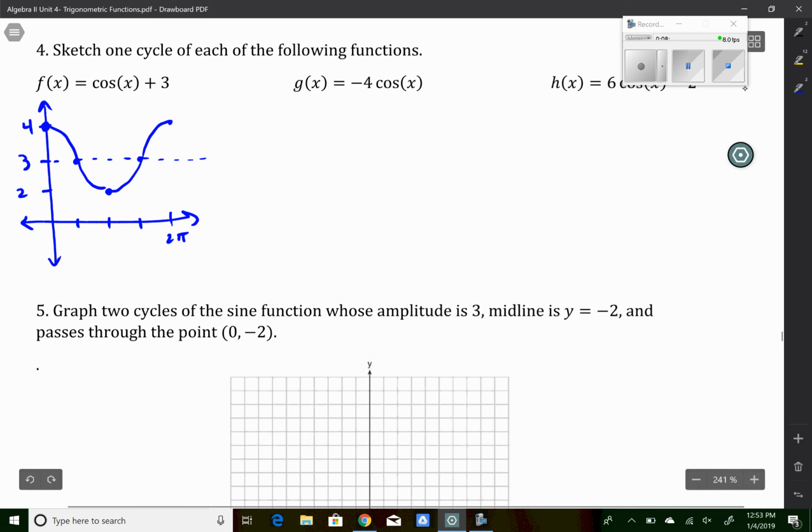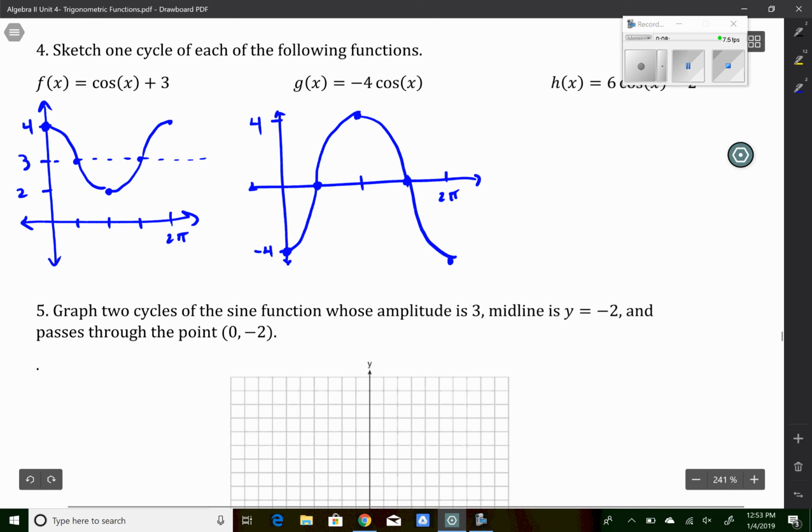Next one, -4. So we're going to go up to 4 and down to -4. 2 pi, halfway, quarter way. So since it's negative, it's going to start down here at -4. After a quarter turn, I'm back at the x-axis. Half turn, I'm at the maximum now. So it's going to be like a bell-shaped look, right? And then we can just keep going, sketch our graph.